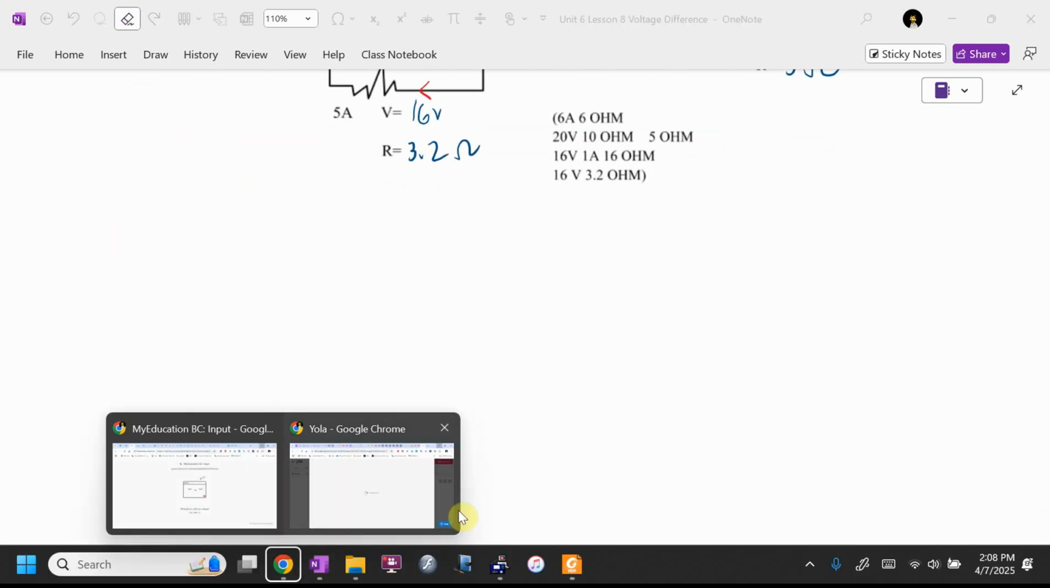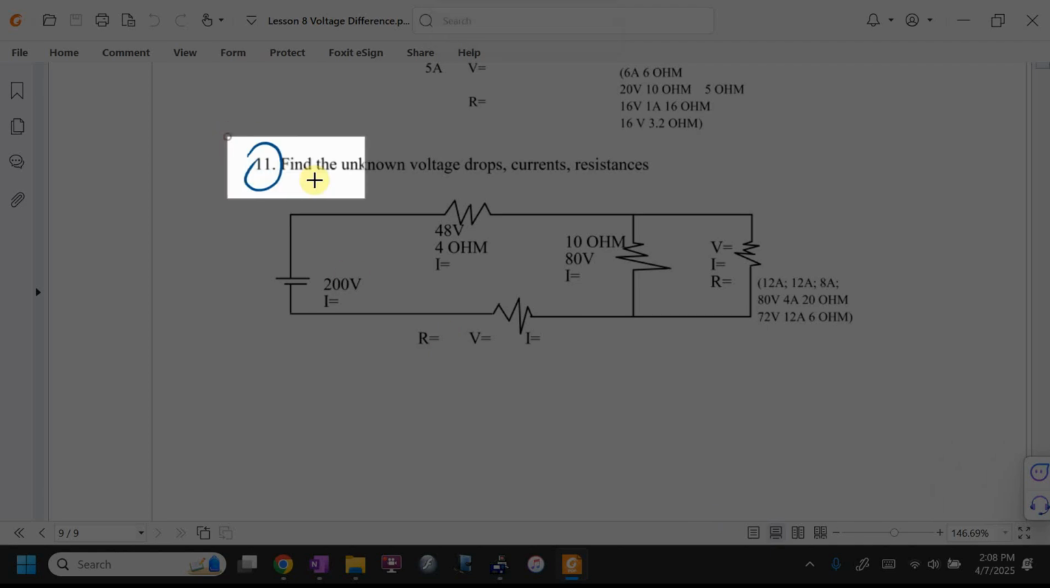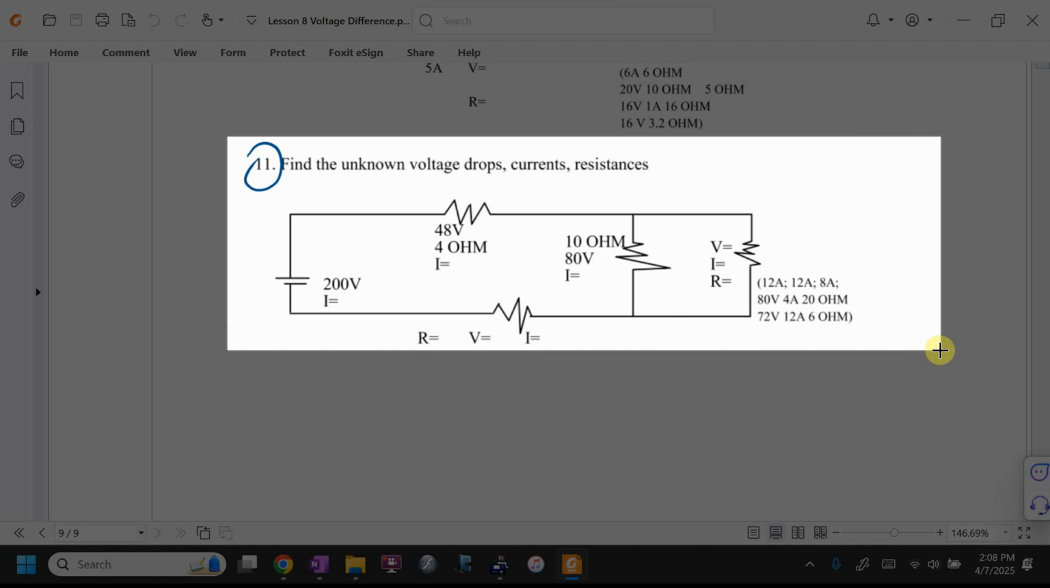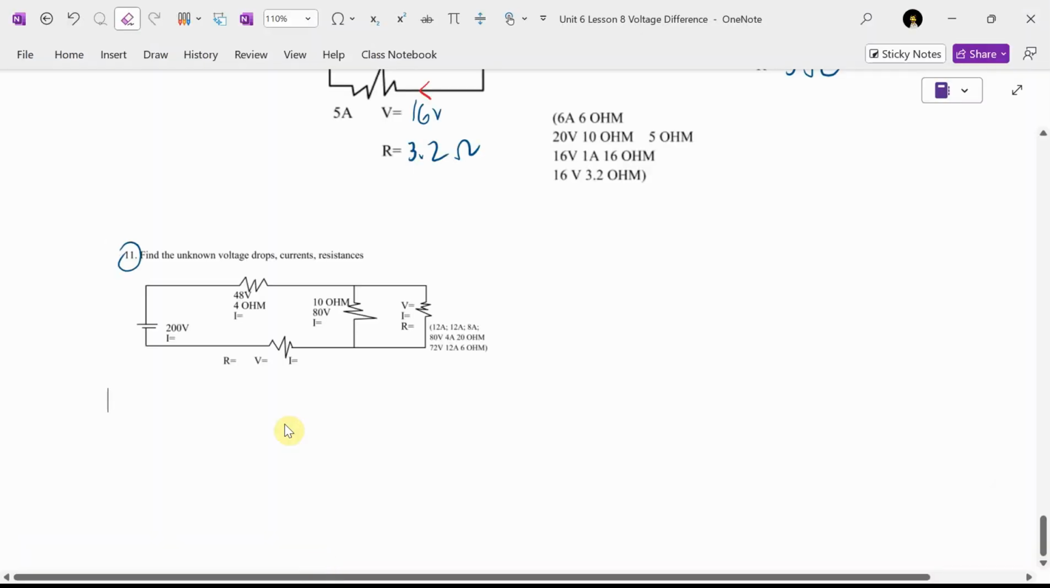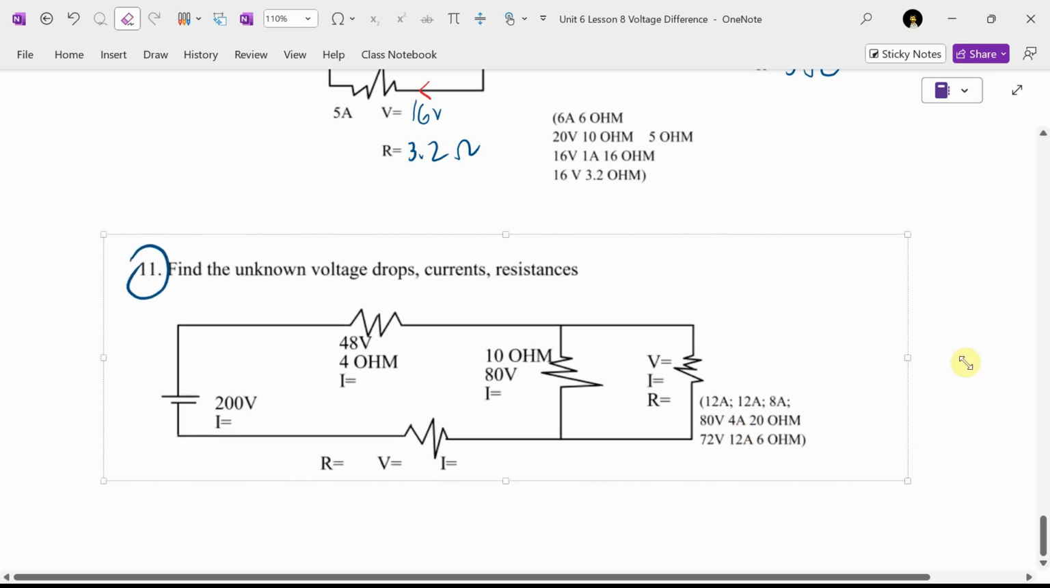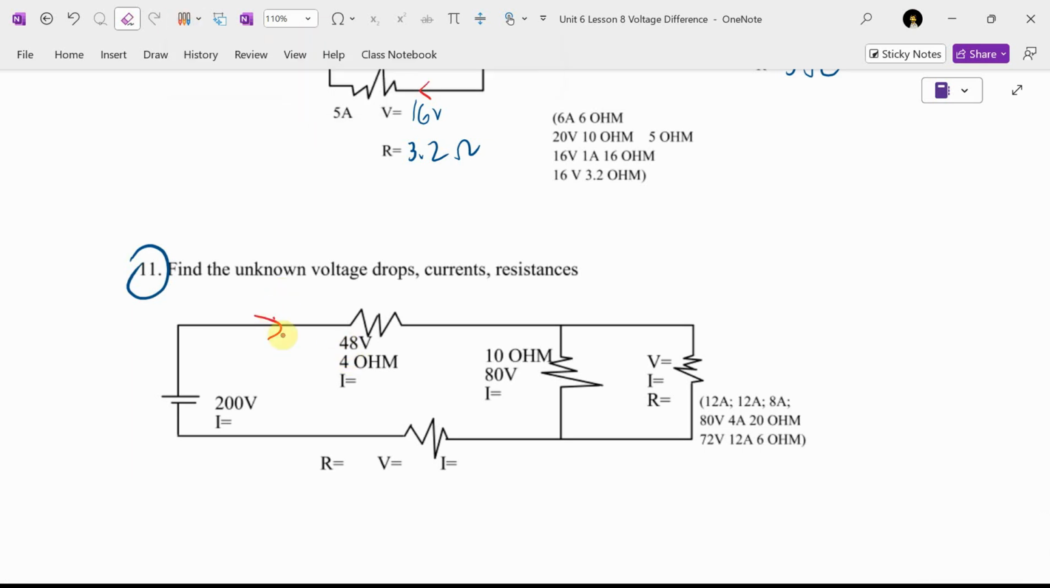Last one. It says find the unknown voltage drops, currents, and resistances. I see one place with 2 things. As you see 2 places with 2 things. I might not need to rewrite this whole thing. Let's see. Let's hope for the best. I can tell you the current, right? Well, first of all, label downhill, Mr. Dueck. Good point. Downhill, downhill, downhill, downhill, downhill.